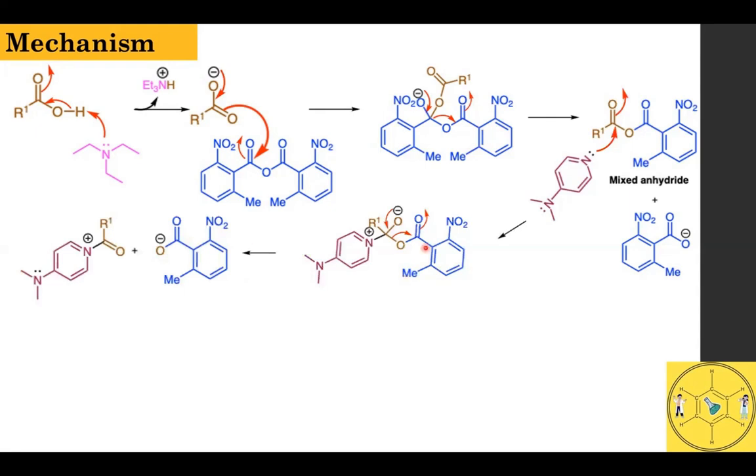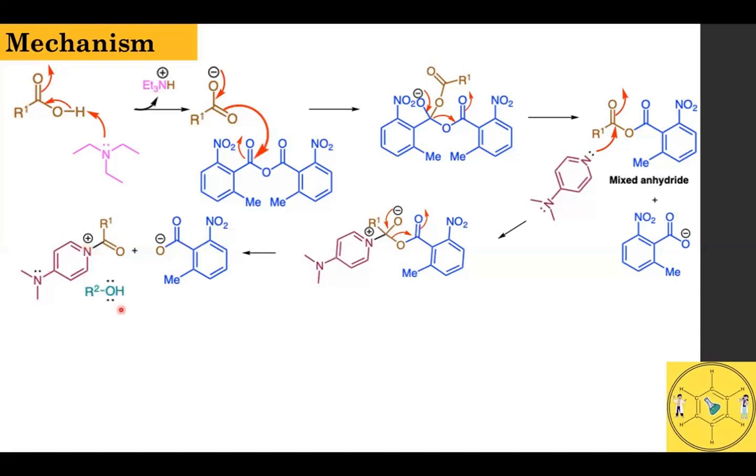Now this tetrahedral intermediate also quickly collapses, which generates one more 2-methyl-6-nitro carboxylate ion as well as acylated DMAP. This acylated DMAP is resonance stabilized. Here you see how it is stabilized. The nitrogen lone pair of electrons goes in, followed by this electron shifting towards the nitrogen, since nitrogen has a positive charge. So we get this type of resonance structure. In this way, the acylated DMAP is stabilized by resonance.